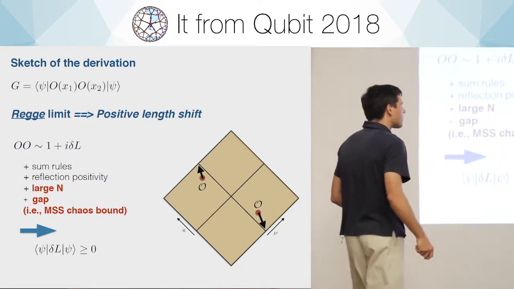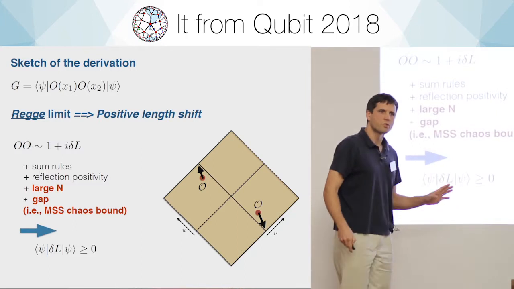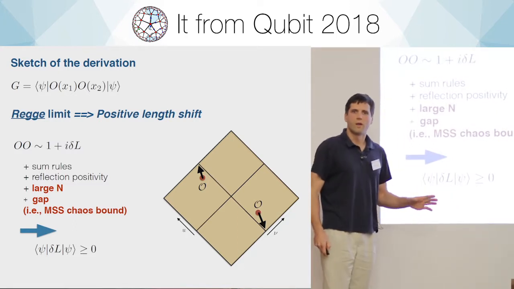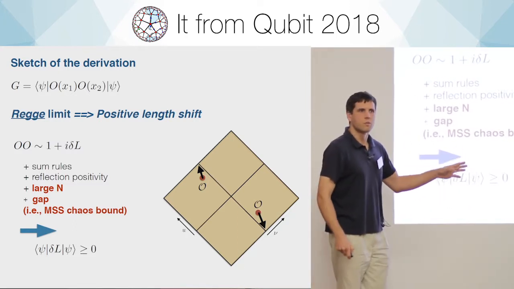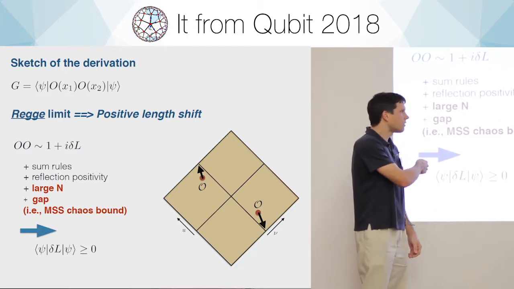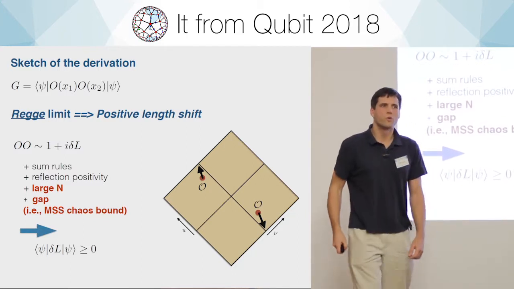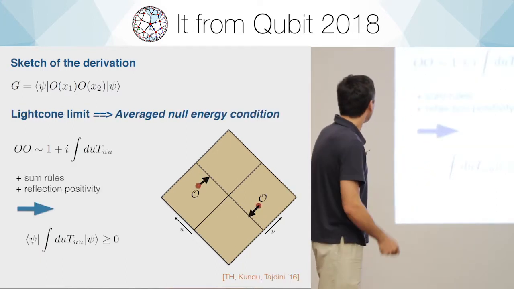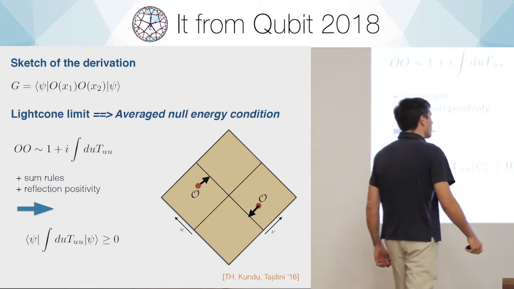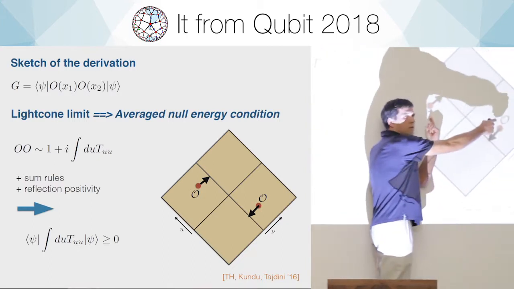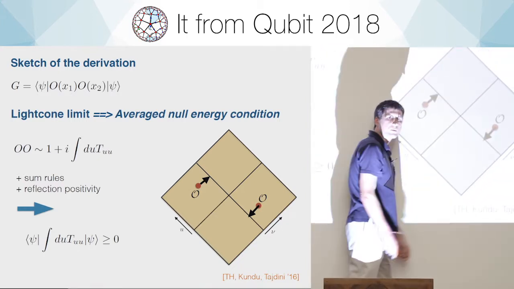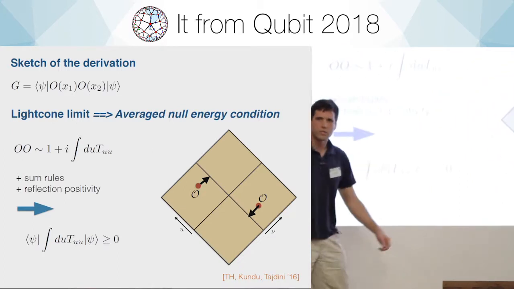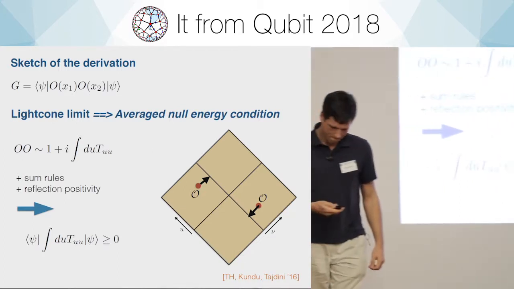Let me point out that both of these arguments are perturbative, although in a different way. In the Regge limit, the perturbative expansion parameter is 1 over N. That's what we're using to control this calculation. In the ANEC case, the perturbative expansion parameter is kinematic. It's this limit where the operators become light-like. So that's how you control the calculation, and that's why you don't need large N.